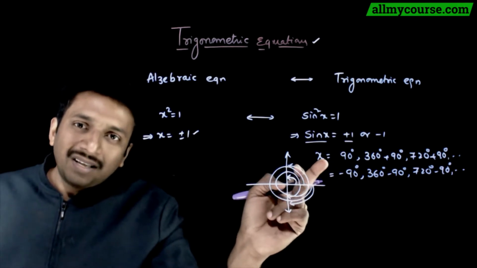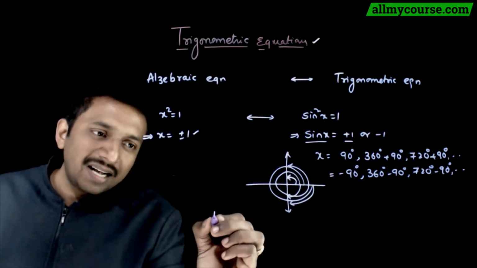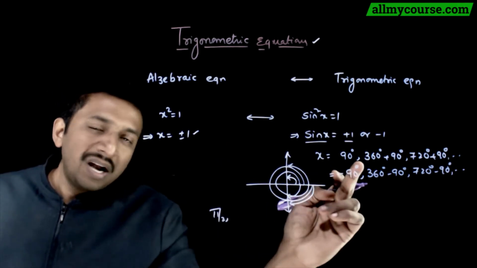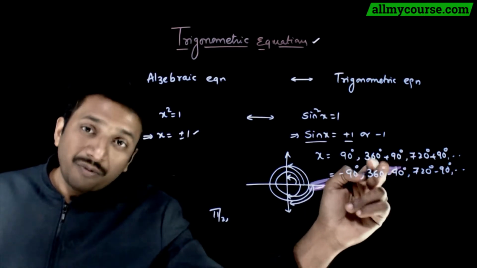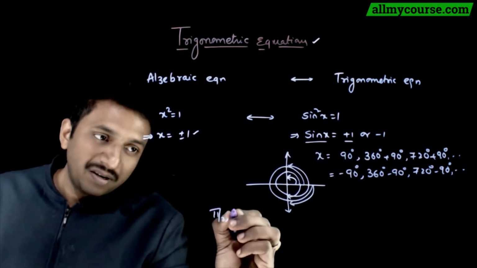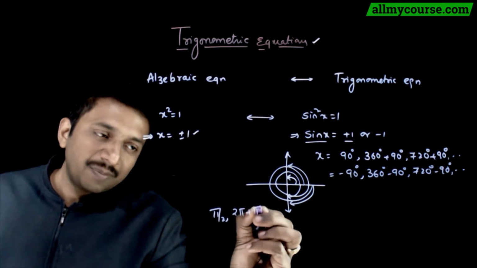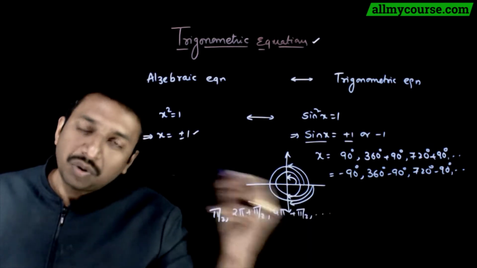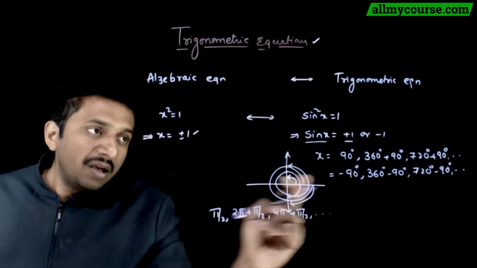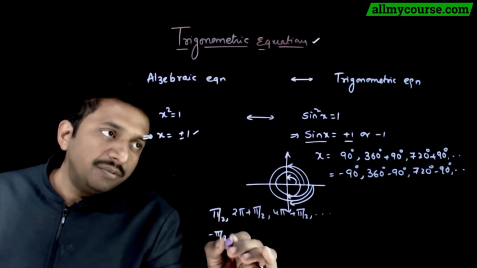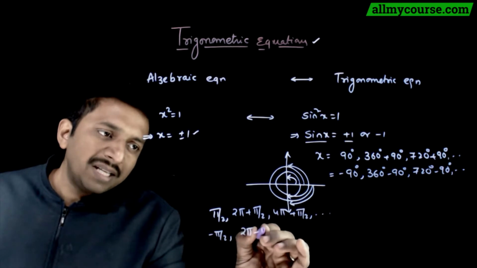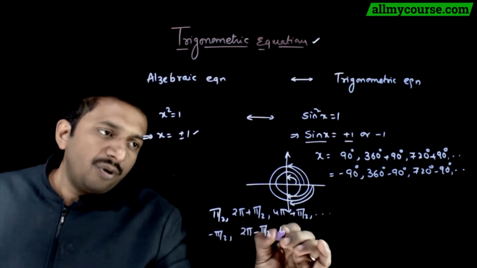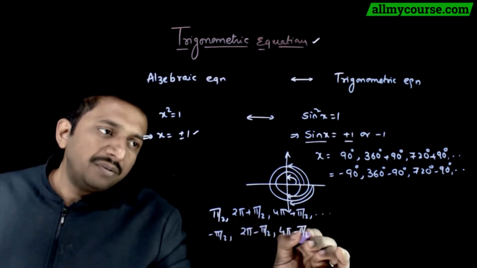So let me write in radian form. The answers are pi by 2, 2 pi plus pi by 2, 4 pi plus pi by 2, and so on. This is one set of solutions. Or you can also have minus pi by 2, 2 pi minus pi by 2, 4 pi minus pi by 2, and so on.